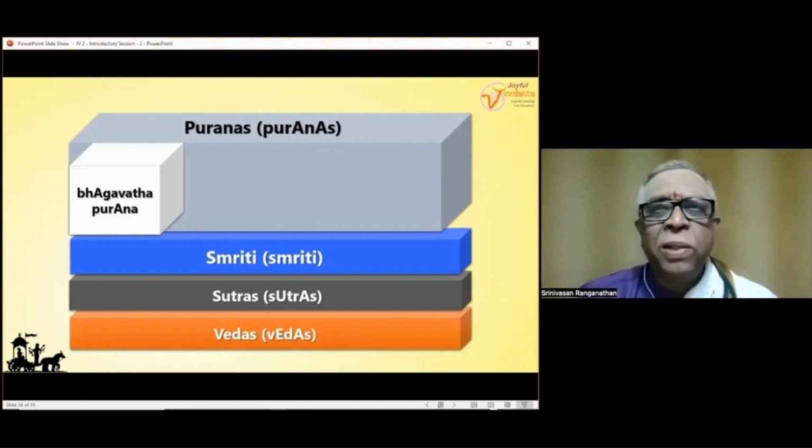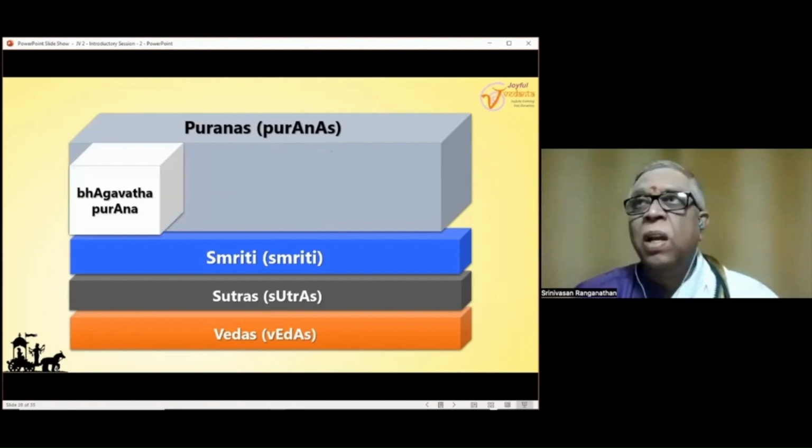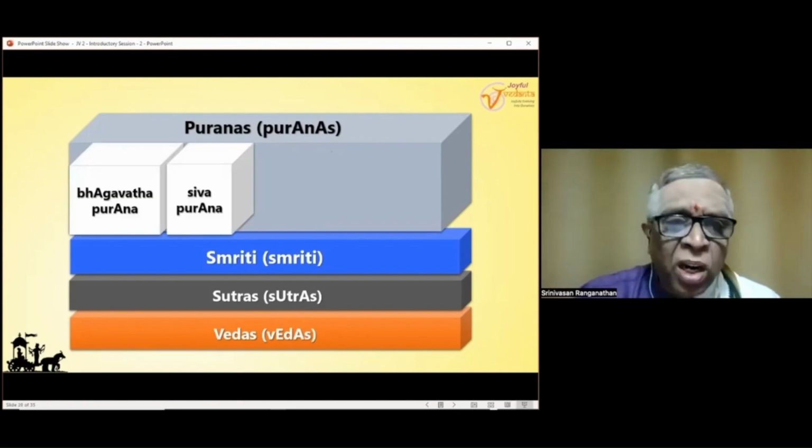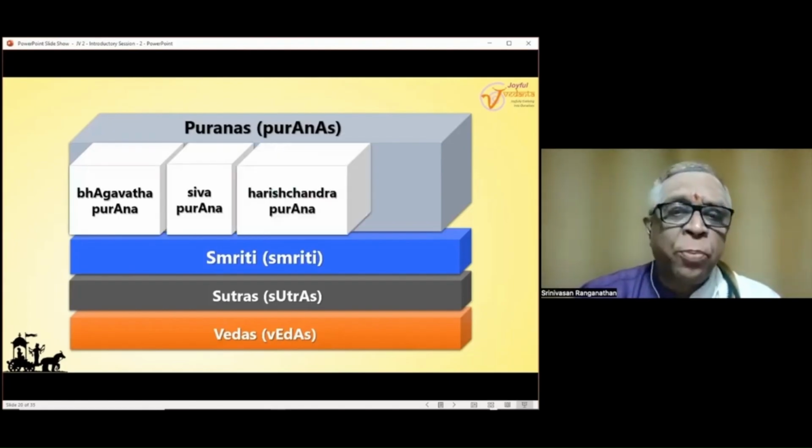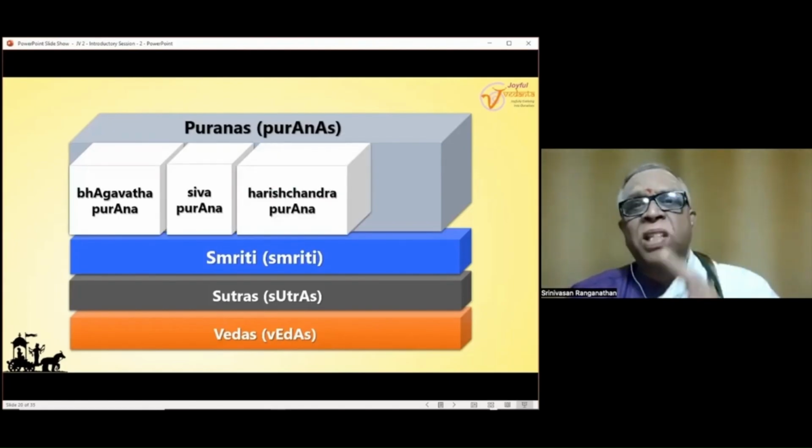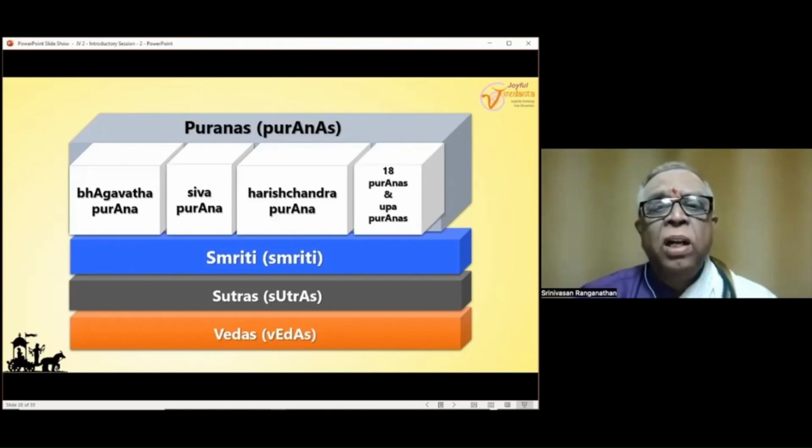Like we have the Bhagavata Purana, we have the Vishnu Purana, which is based on Vishnu. We have the Shiva Purana, which is based on Shiva. We have the Harishchandra Purana, which is based on Harishchandra. We have the Skanda Purana, which is based on Muruga, right? 18 Puranas and Upa Puranas were authored.